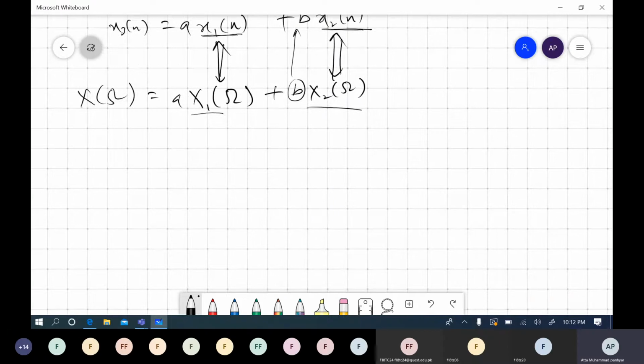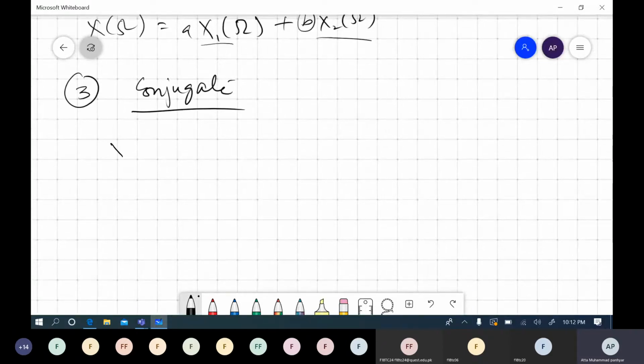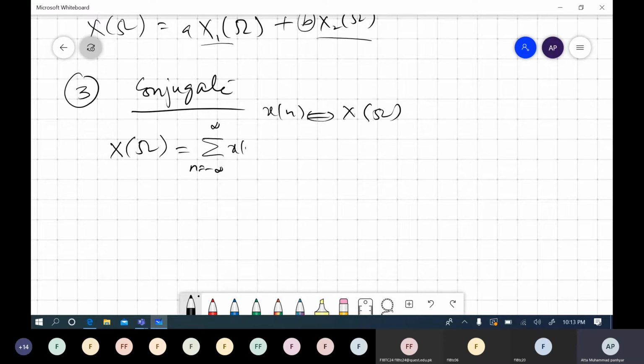Okay, the third property is the conjugate property, right? For example, if we know that x of n has spectrum x of omega, then x of omega by definition is equal to summation n from minus infinity to infinity x of n e to the power minus j n omega, right?